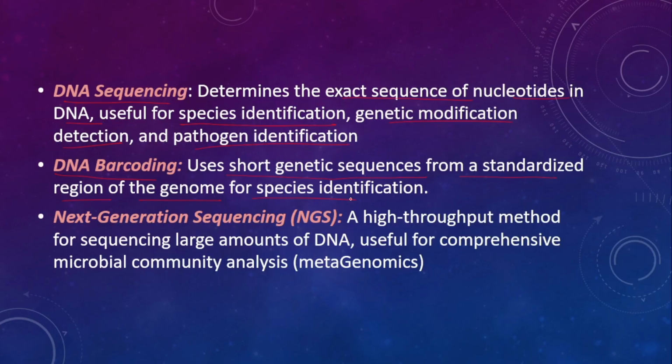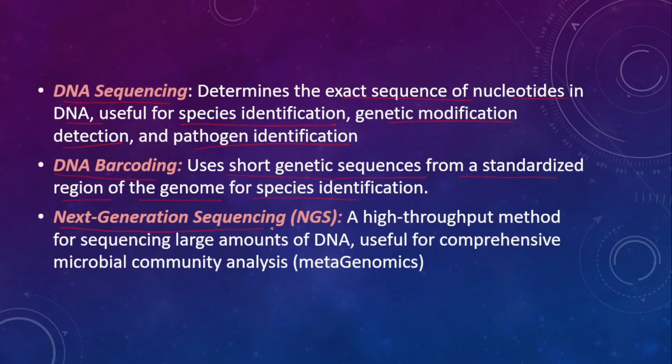DNA barcoding is widely used in biodiversity studies, species identification and conservation efforts. It helps scientists rapidly and accurately classify organisms even from small or damaged samples. This method is valuable for detecting new species and monitoring environmental changes.